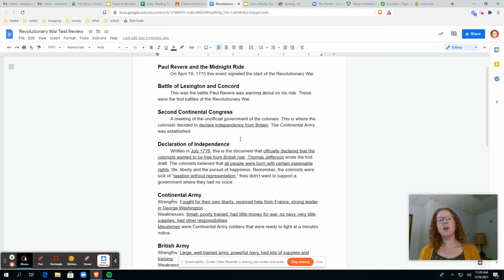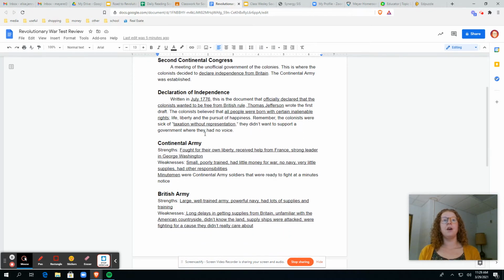Remember, the Continental Army is the name of their army. That is important to know. The Declaration of Independence was a very important document. It was written in July 1776. That's when the colonists declared their independence. We know this because we celebrate it on July 4th, the 4th of July. This is the document that officially declared the colonists wanted to be free from British rule. They wanted their own independence.